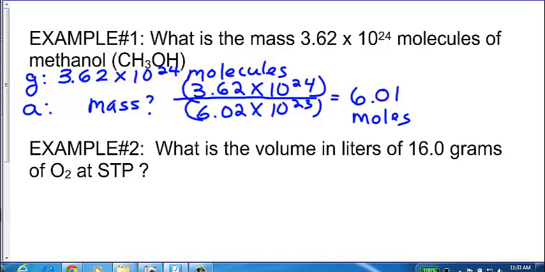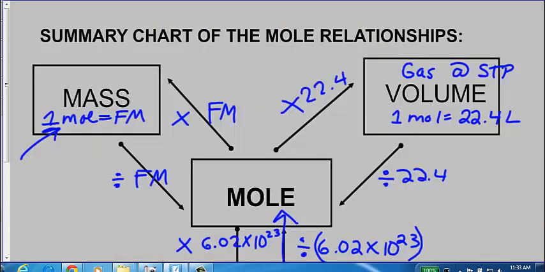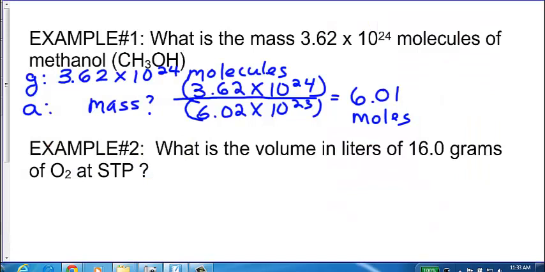So again, going to that roadmap, now here we are. We've moved this far, we're in the mole store. They want us to find mass. So then we're going to multiply by the formula mass of this substance. Your first step will always be division. Your second step will always be multiplication. So there's step 1 and there's step 2.